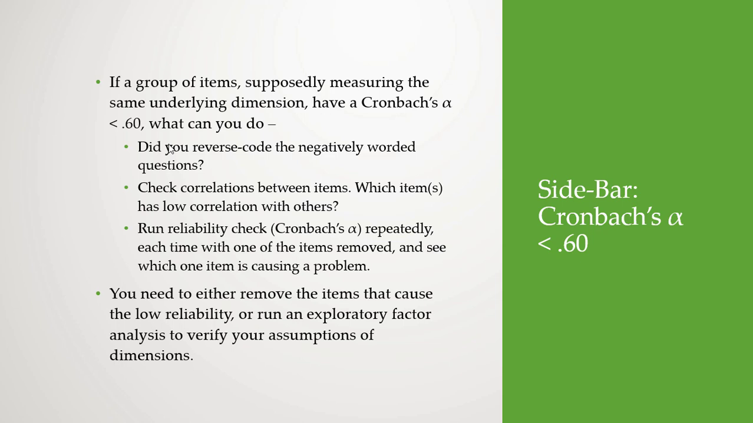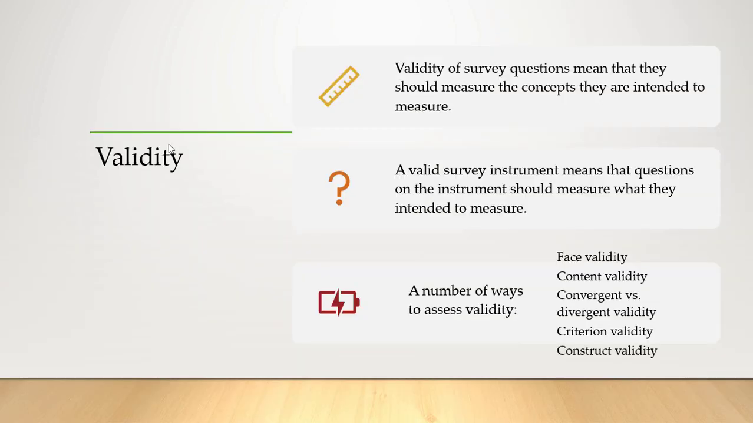What if you believe your instrument is unidimensional, but the Cronbach alpha is low? First, check the correlations between items. It raises a red flag if there is a question that has low correlations with other questions. Second, you can also run Cronbach alpha repeatedly, each time with one of the items removed, and see which ones are causing a problem and remove them from the instrument. Let's move on to validity.